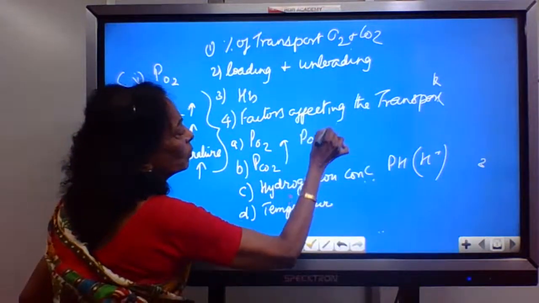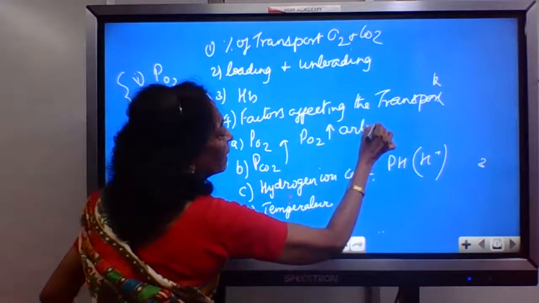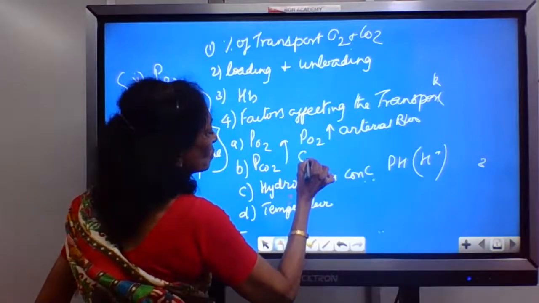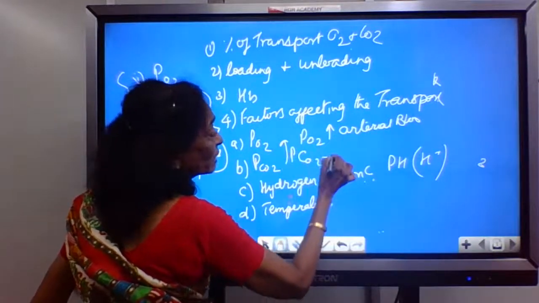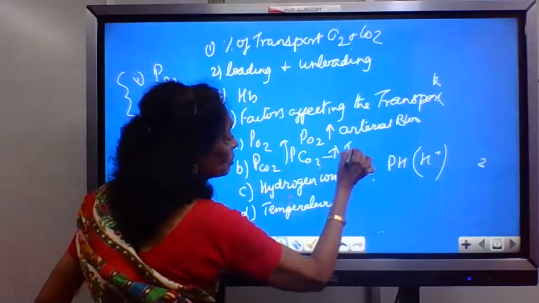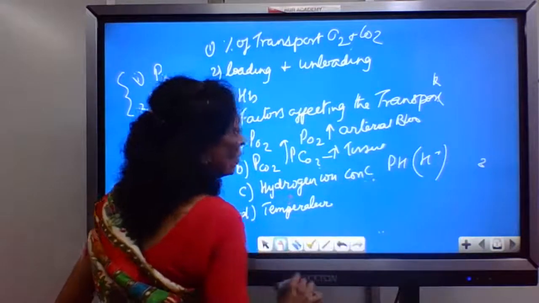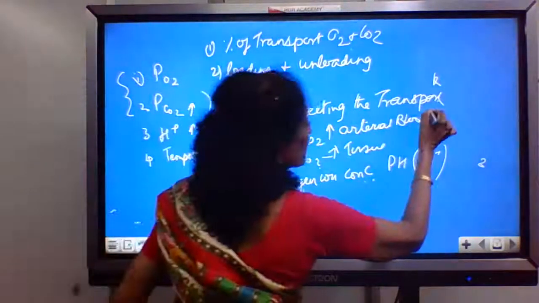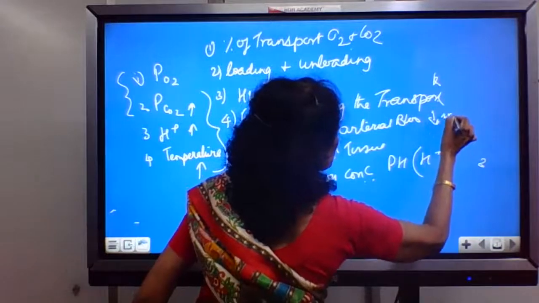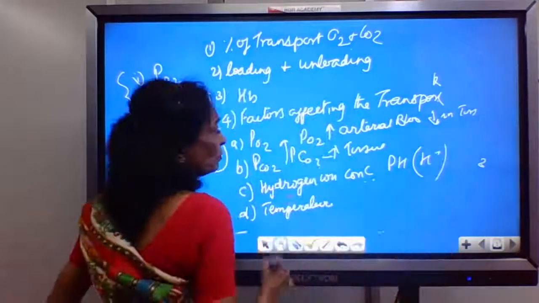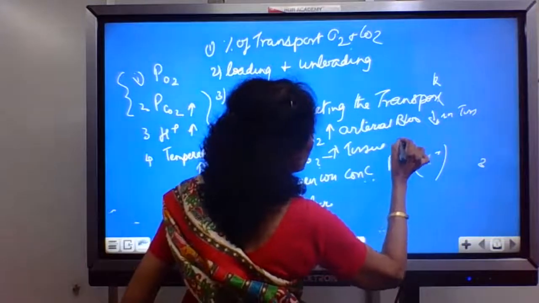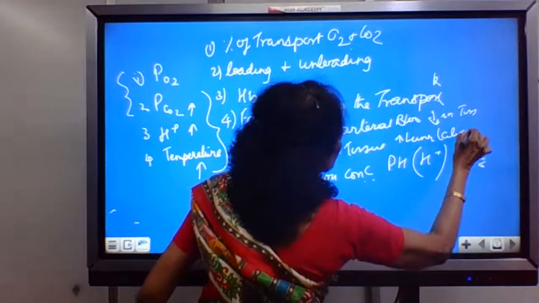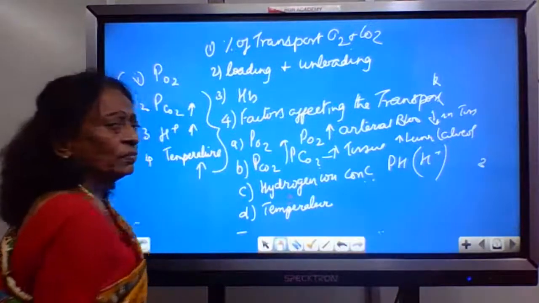PO2 will be more in arterial blood. And the partial pressure of CO2 will be more in the tissue, not arterial blood. And it is less in the tissue for oxygen. From the tissue, it is loaded into the lungs to be exchanged at the alveoli, of course via the venous blood.